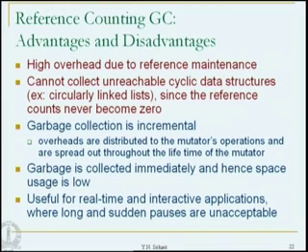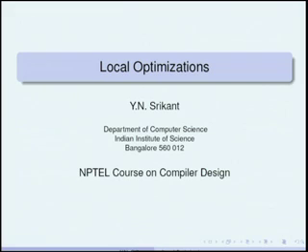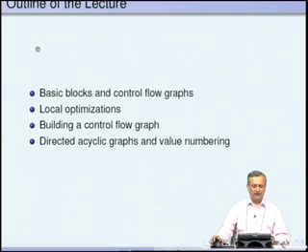So, that is the end of the lecture on runtime environments. Now, we begin the lecture on local optimizations. The outline of the lecture is we study and understand what are basic blocks, what are control flow graphs, some of the local optimizations, how to build a control flow graph, directed acyclic graphs, value numbering and things like that.